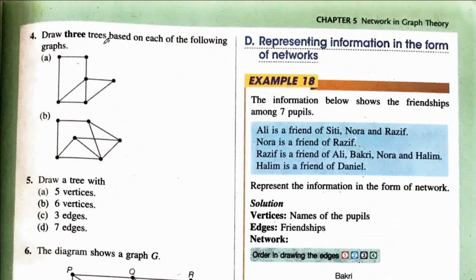We have number 4. Draw 3 trees based on each of the following graph. Okay, so for A, for trees, we have to remain all the dots here. Okay, so you have to draw the dots first. 1, 2, 3, 4, 5, 6. I have 6 dots here. Then we have to connect all these 6 dots. So number of vertices equals to 6 because we have 6 black dots here. Therefore, number of edges must be 6 minus 1 equals to 5.